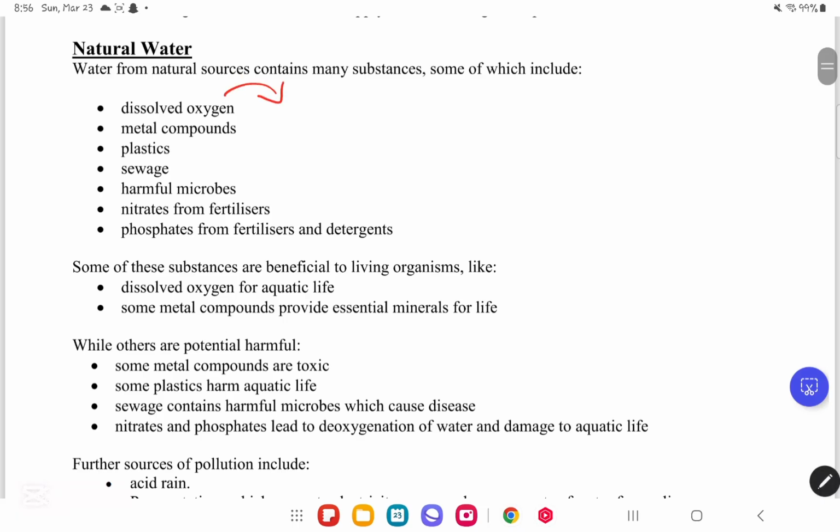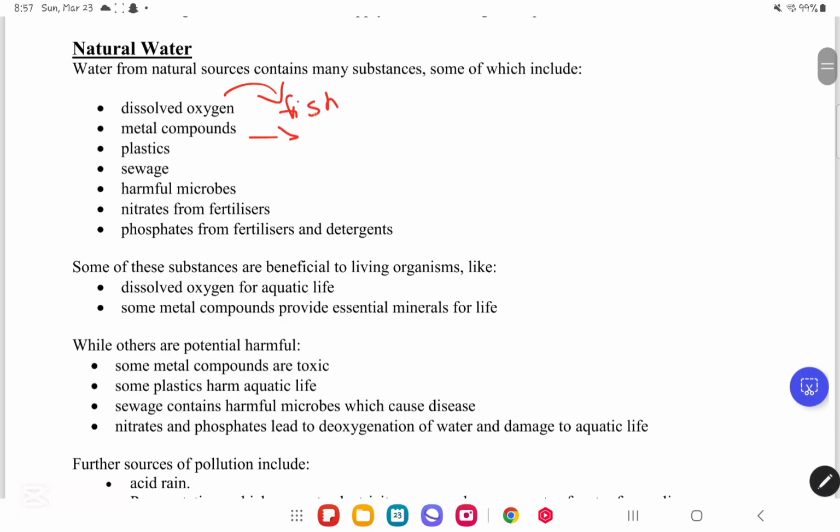Dissolved oxygen allows, for example, fish and anything that lives in the water to use the oxygen. Because as you know, the fish live in the water and they also need oxygen to survive. So the oxygen will dissolve in the water, and that is how the fish will get their oxygen.